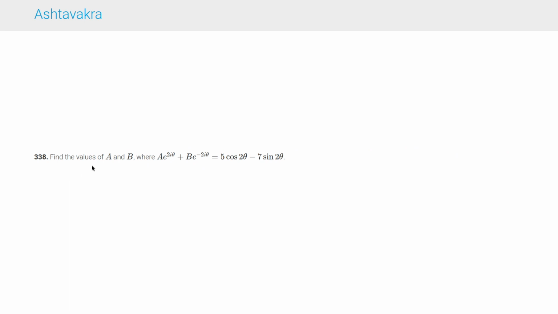Question 338 says find the value of a and b where a e to the power 2i theta plus b e to the power minus 2i theta is equal to 5 cos 2 theta minus 7 sin 2 theta. So the left hand side is a (cos 2 theta plus i sin 2 theta) plus b (cos 2 theta minus i sin 2 theta), that is 5 cos 2 theta plus 7 i square sin 2 theta. So from this we gather that a plus b is 5 and a minus b is 7i. So a is equal to (5 plus 7i) by 2 and b is equal to (5 minus 7i) by 2.